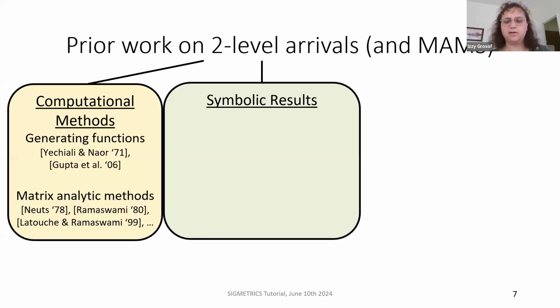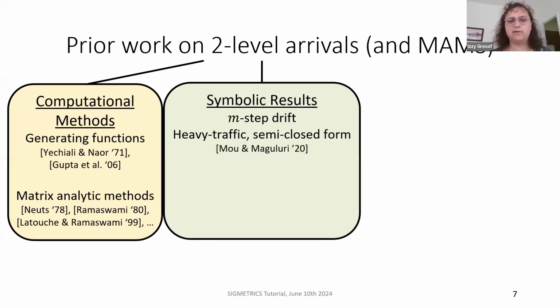Then there's been some degree of symbolic results. One category of this is with a method called the M-step drift method. This is a heavy traffic result, and it's sort of semi-closed form where there's still an infinite summation, but there's a convergence result. It's by Mo and Magloire from 2020. You can think of M-step drift as basically emerging from the drift method that we're using, but it's a much more complicated variant of it. And that's why they're only able to get this semi-closed form result. And it's sort of a more complicated and therefore less powerful technique.